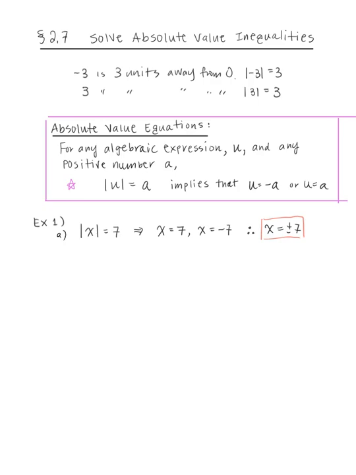Now let's take a look at the next one. Let's go with B. The absolute value of x equals negative 5. What do you think about that? First of all, the absolute value of a number always has to be greater than or equal to 0. So this is telling you that the absolute value of x is negative 5. That's impossible. So in this case, our answer is no solution.